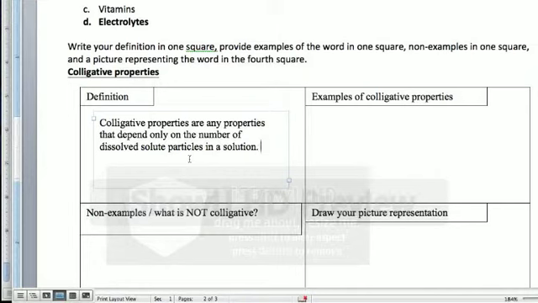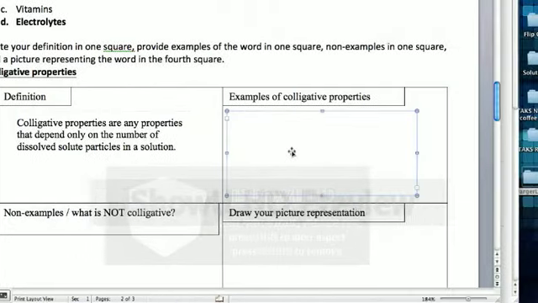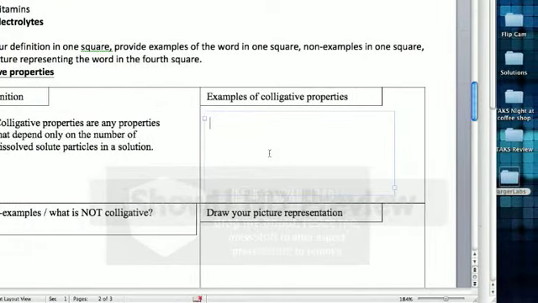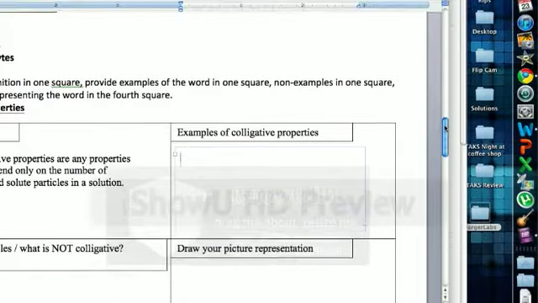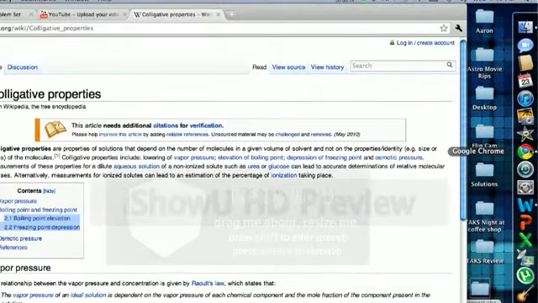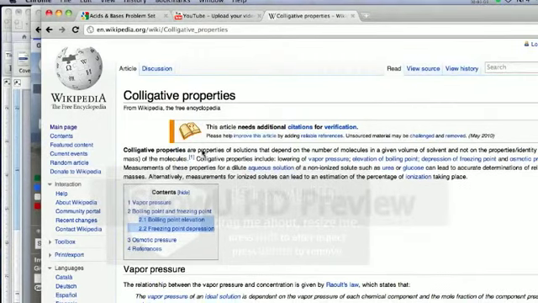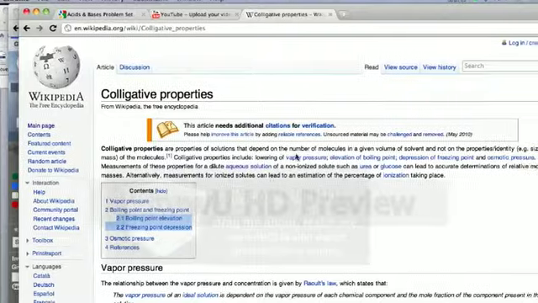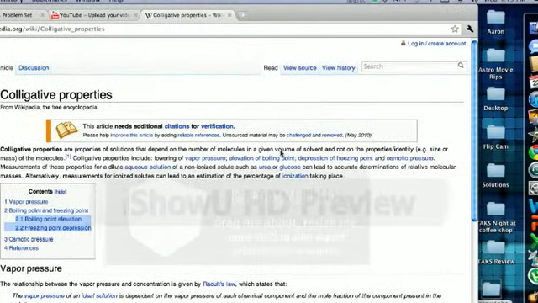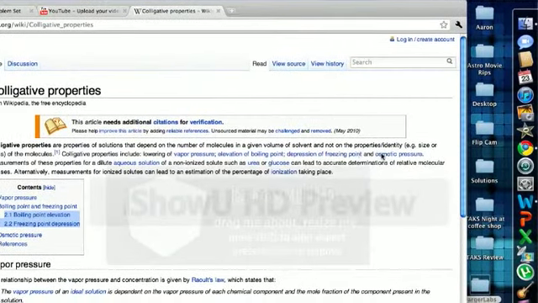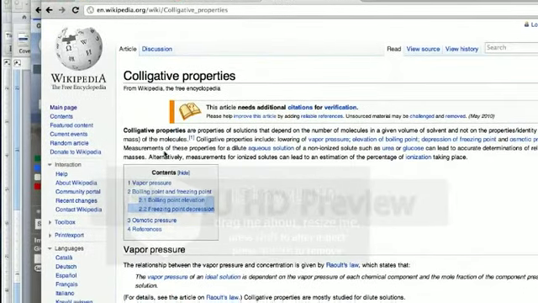We really only learned about two of them, and I emphasize that you did not need to understand all the complicated physics. You only needed to understand the big ideas. The two colligative properties that I asked you about are the two that are listed on the Wikipedia page for colligative properties. If you look down here, colligative properties are properties of solutions that depend on the number of molecules in a given volume of solvent, and not on the identity, e.g. size or mass, of the particles, or the molecules.